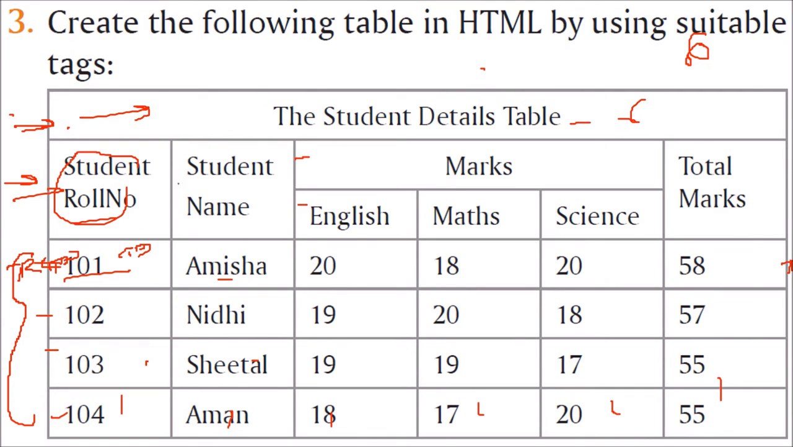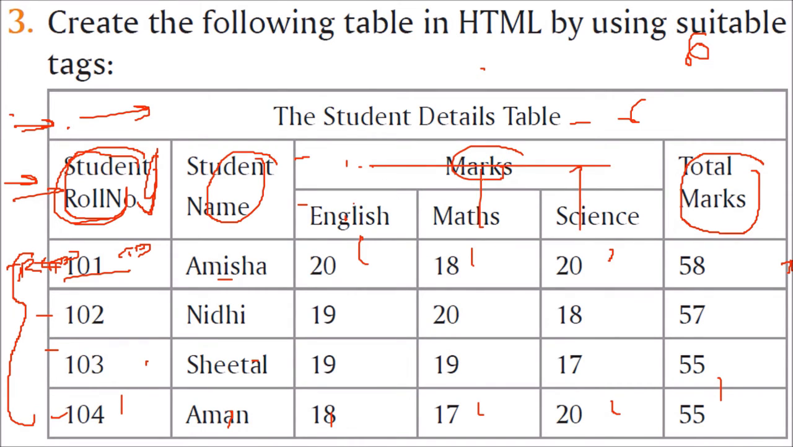And here, see, there are 2 rows. And this student roll number is taking 2 rows. So the rowspan will be 2. The rowspan for this will be 2. The rowspan will be 2 for this. But here for marks, what will be the colspan? 1, 2, 3. It is spreading up to 3 columns. So the colspan will be 3 for this. I hope you got the idea.